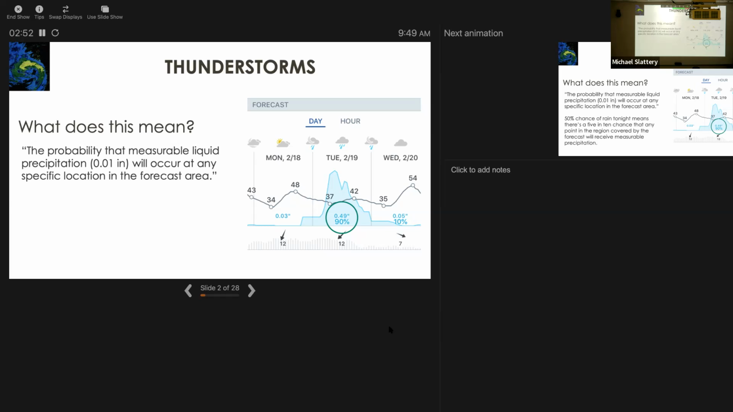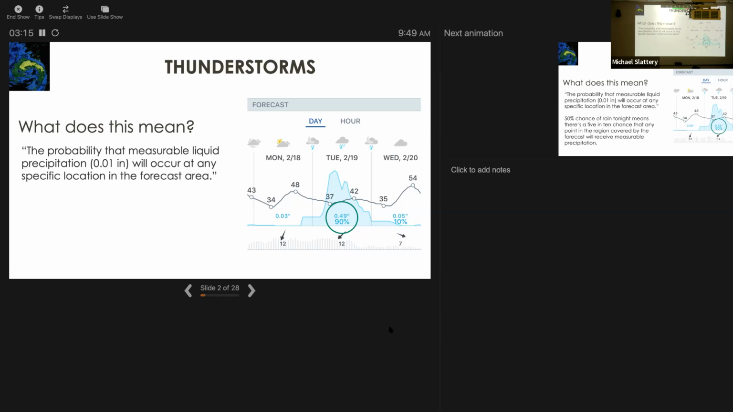But around a percentage, what does 90% mean? It does not mean that 90% of the area is going to get rainfall. It's a probability. It's just a statistical probability. And it's the probability that we'll get measurable liquid, in other words, anything above 0.01 inches. And that's going to occur at any specific location in the forecast area.